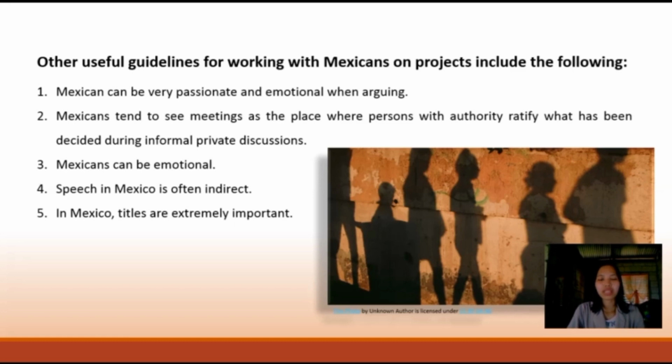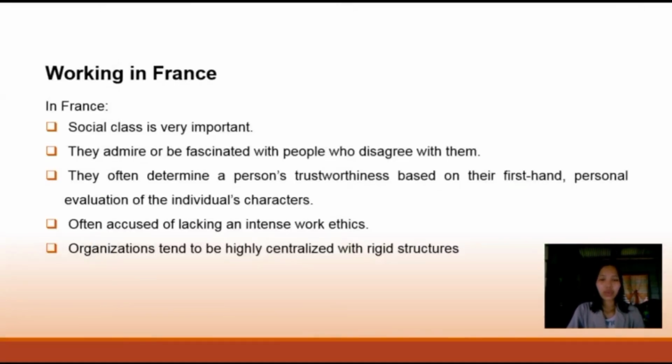Fourth, speech in Mexico is often indirect. People rarely say no directly but are more likely to respond by saying maybe or quizas, or by saying I will think about it, or changing the subject. Yes, or si, is more likely to mean I understand you than yes. And fifth, titles are extremely important in Mexico and are always used when a person is introducing him or herself or being introduced. Pay as much attention to remembering a person's title as to remembering his or her name.